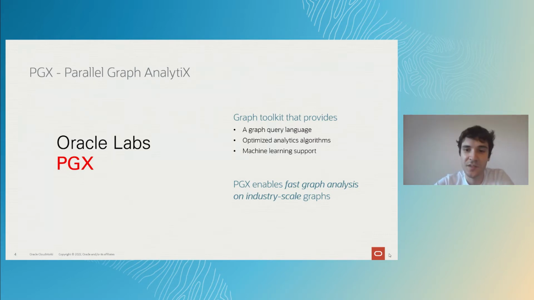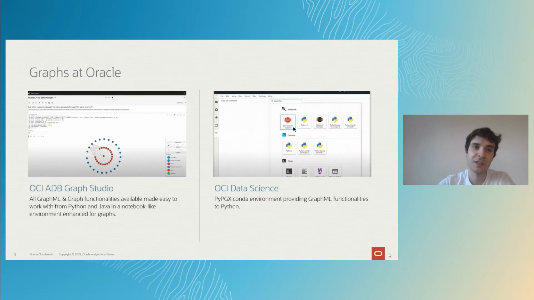PGX is designed to scale on very large graphs from what we call small graphs with millions of vertices and tens of millions of edges, up to industrial scale graph with billions of vertices and tens of billions of edges. PGX is integrated in different Oracle products. And if you want to actually try some of the things we will discuss today, maybe the easiest for you is to use some of our cloud services that include the GraphML technology.